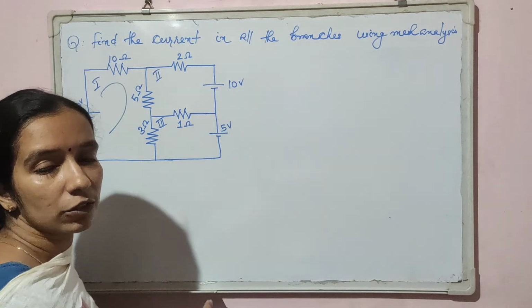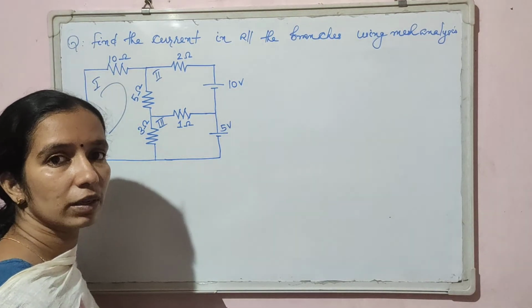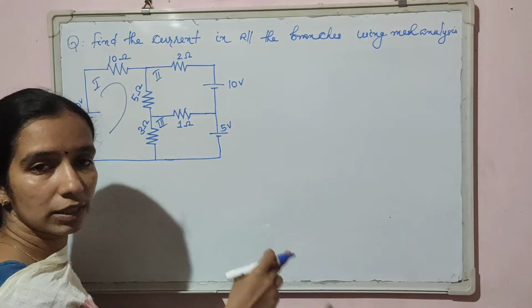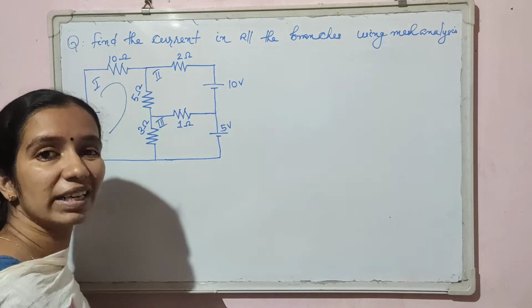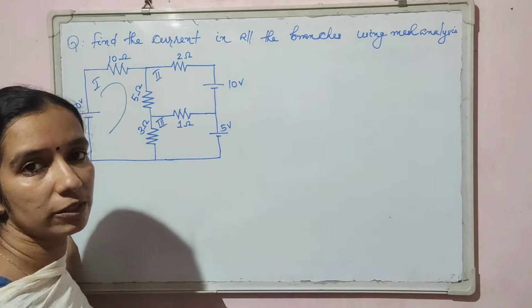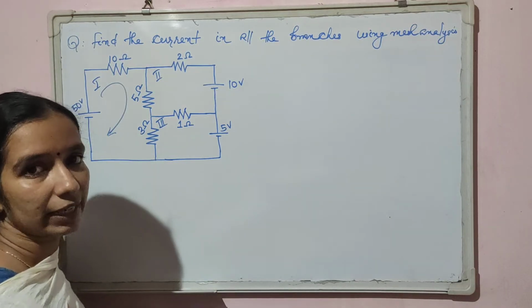First of all, identify the loops. Check whether the circuit is planar or not. So here it is planar. Thereafter, identify the loops and mark current in all the loops. Here I am marking all the currents in clockwise direction.